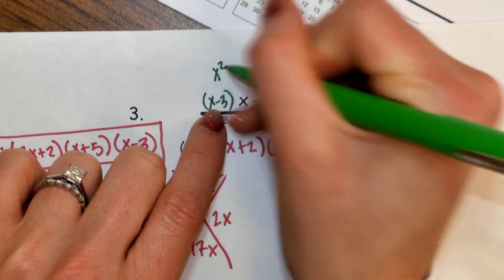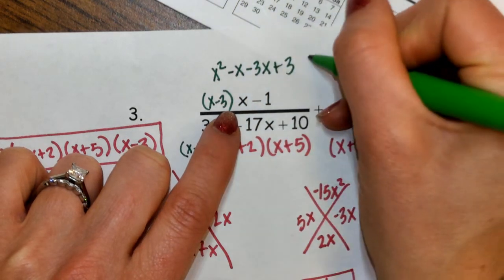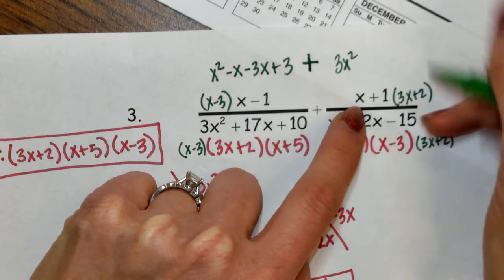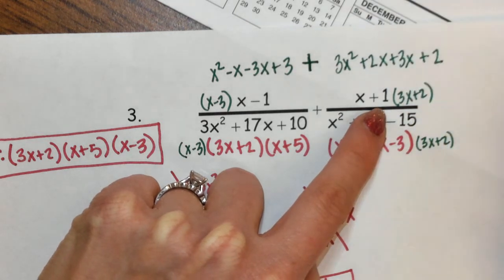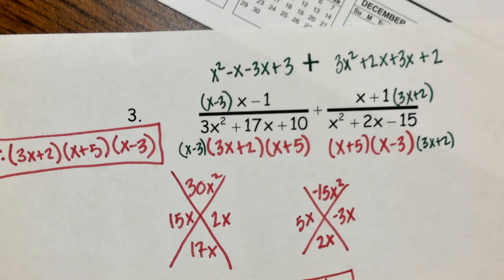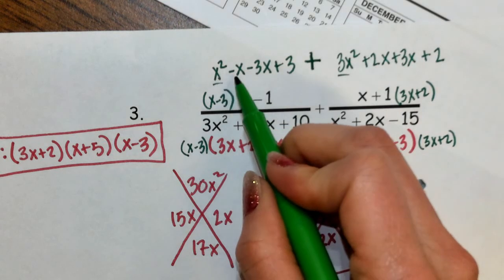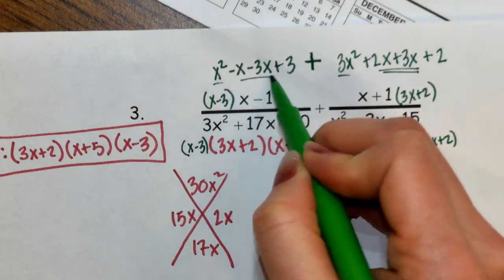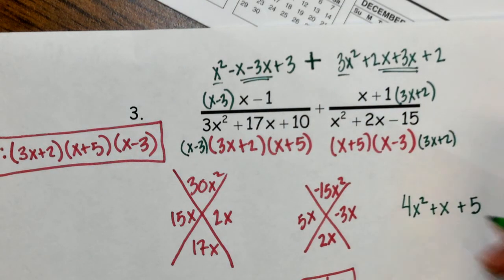So this becomes x squared minus x minus 3x plus 3, and it's adding 3x squared plus 2x plus 3x plus 2. And now, after you multiply all the top, now you just combine like terms. So, 4x squared. Negative 1, negative 3 is negative 4, and then that's 5. So that would be plus 1x. And then 3 and 2 would be 5.